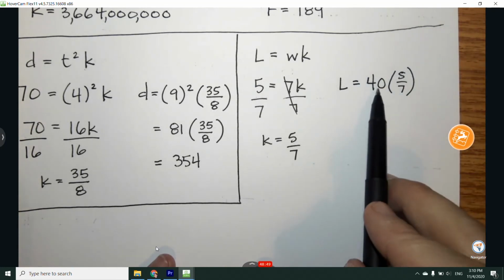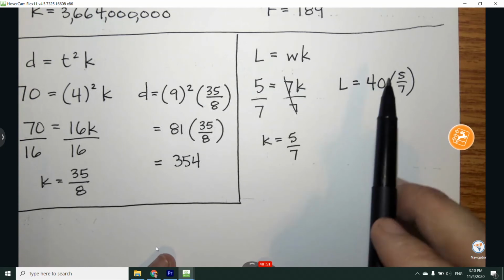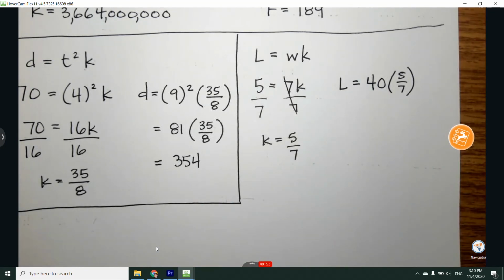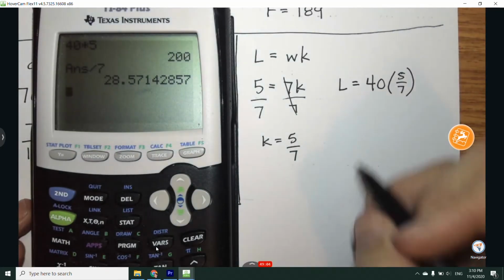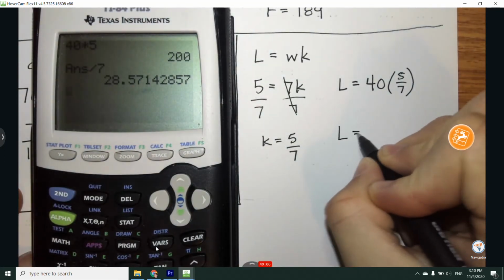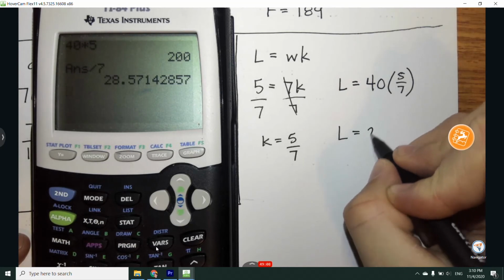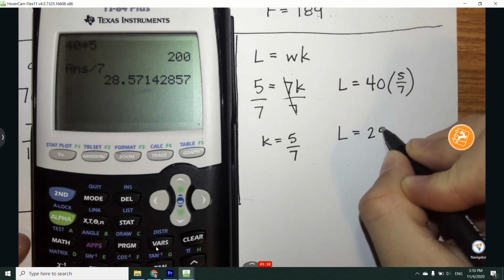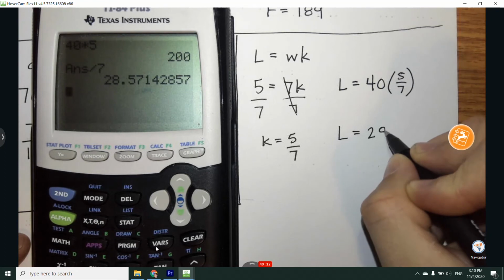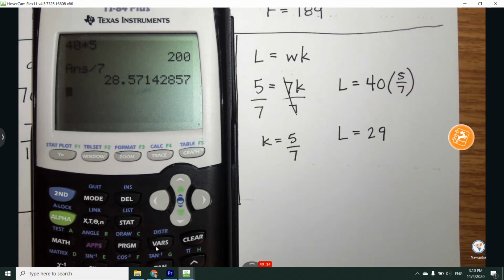So we're going to plug in our k, which is 5 over 7, and our new weight that we're putting on this spring is 40 pounds. So we're going to see how far that stretches it. We're going to take 40, multiply it times 5, and then divide everything by 7. And so we get an answer where our length is 28.57. It wants us to round to the nearest inch, so it should be 29.